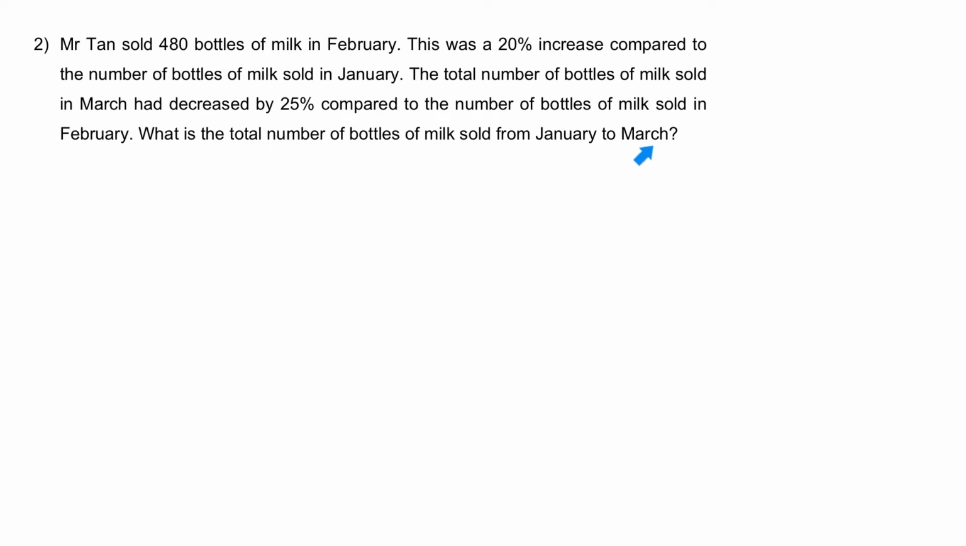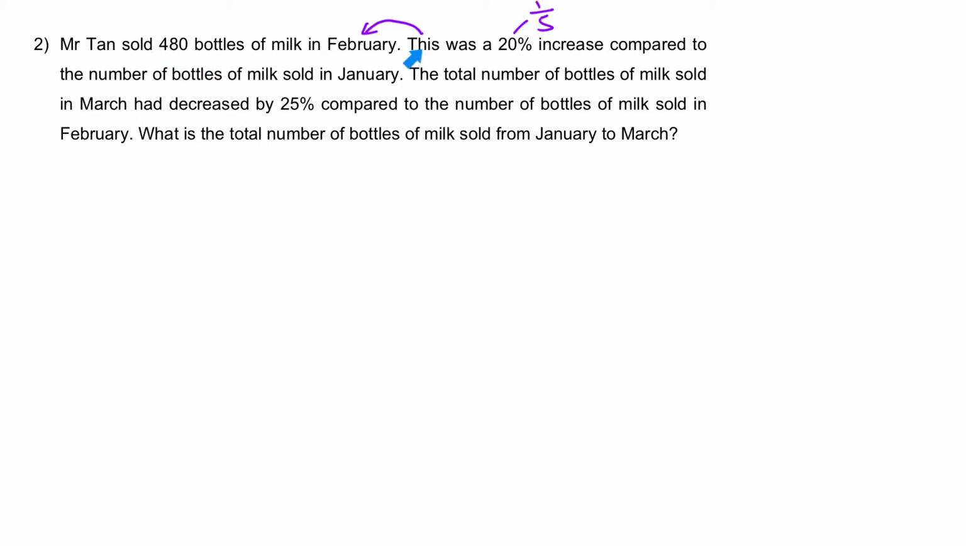So for this question, it's quite a mouthful, but we're just going to tackle it one sentence at a time, one information at a time. So first sentence, Mr. Tan sold 480 bottles of milk in February. This is quite easy to understand, so we're going to move forward to the second sentence. This was a 20% increase. Let's change the 20% to fraction. 1/5. Now the first word this refers to February, isn't it? So this refers to February, which in turn refers to the 480.